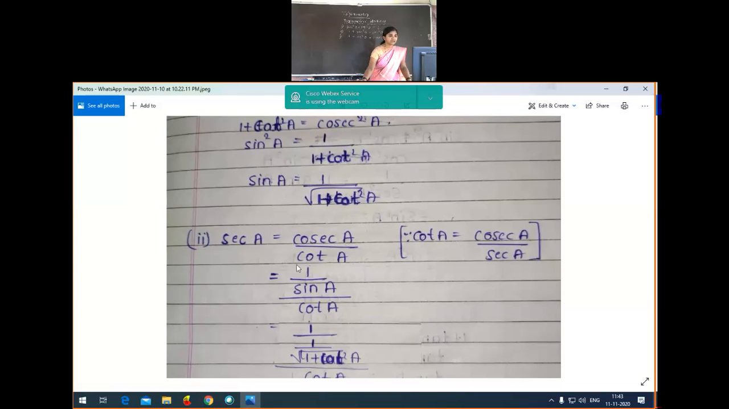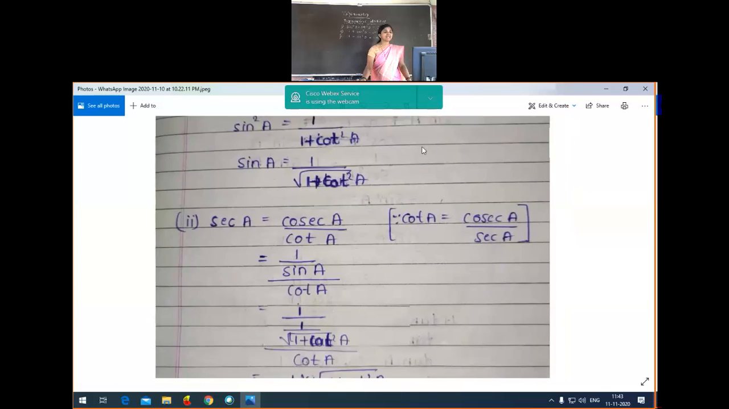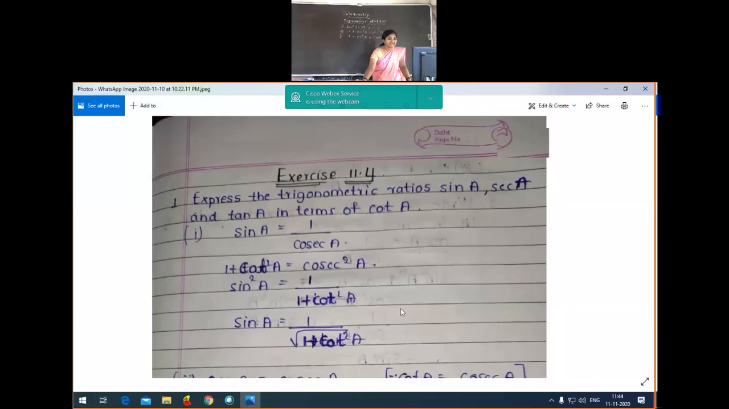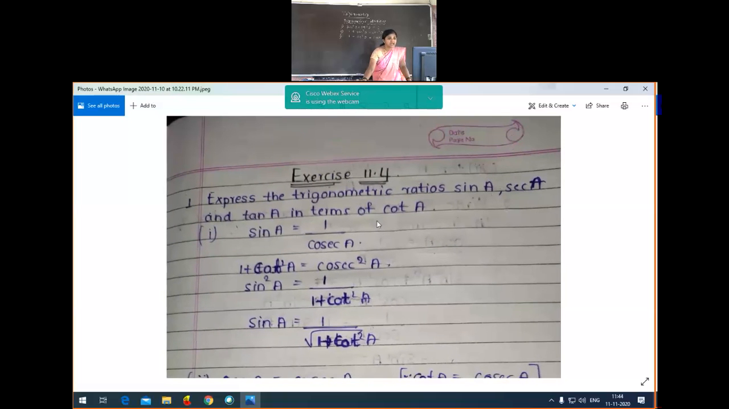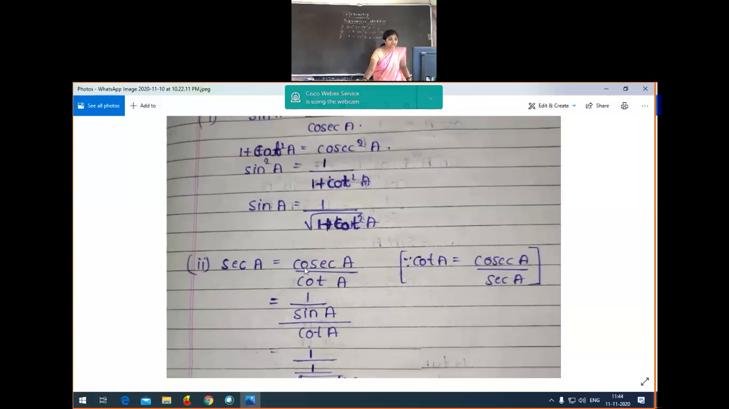Now the second one is secant A. We have to express secant A in terms of cot A. So how to write secant A? Secant A is equal to cosec divided by cot. Why do we take cosec divided by cot? Can you give the explanation for this?